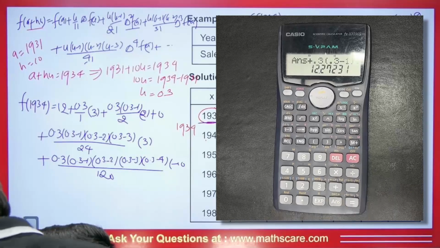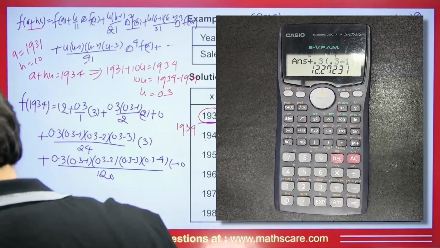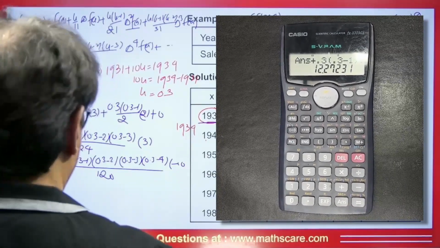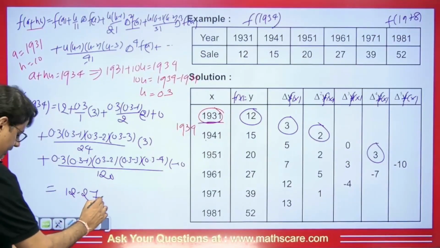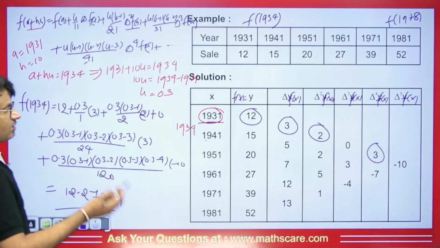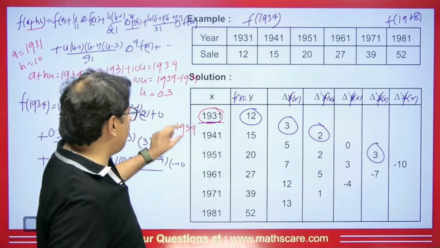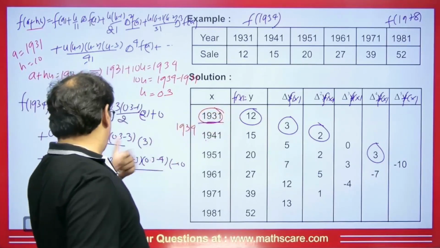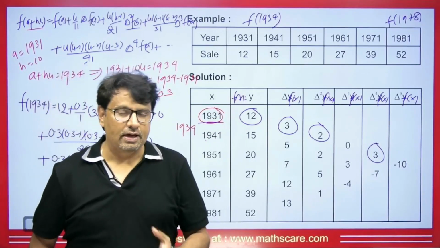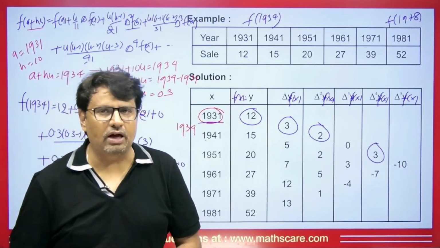So this we'll have 12.27231. This is the value that we have. So students, the value will be 12.27231. This is how we solve this. And obviously we have 1934, which comes in between these two, so its answer should also be in between these two. So in this way we use the Newton forward formula here.